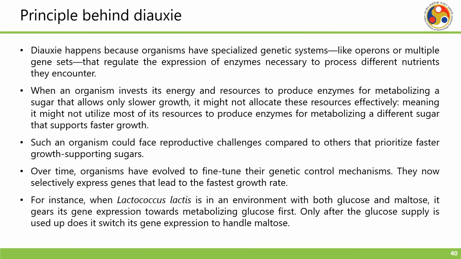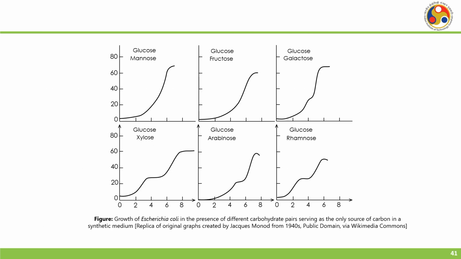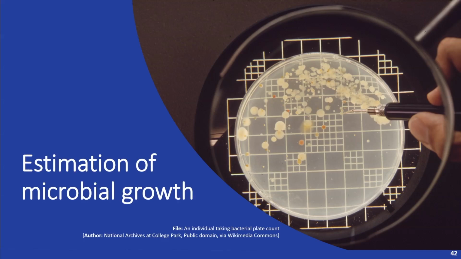Only after the glucose supply is used up, it will switch its gene expression to handle the maltose. So, here we can see the growth of E. coli in the presence of different carbohydrate pairs, serving as the only source of carbon in a synthetic medium. So, here first carb source glucose mannose, then glucose fructose, glucose galactose, glucose xylose, glucose arabinose and glucose rhamnose, and we can see the varying patterns of growth.